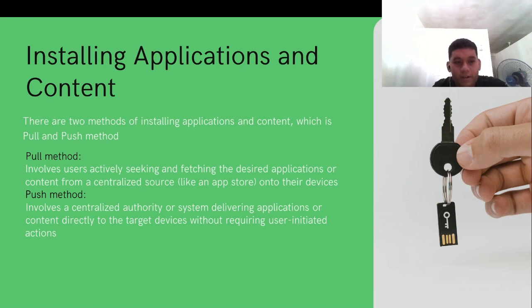Now I will explain about installing application and content. There are two methods of installing application and content, which is push and pull method. First, pull method involves users actively seeking and fetching the desired application or content from a centralized source, like an App Store or Google Play Store, into the device, while push method involves a centralized authority or system delivering application or content directly to the target device without requiring user-initiated action.